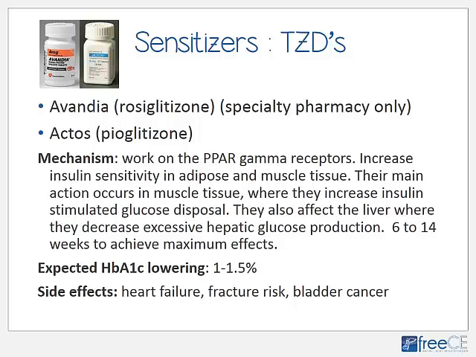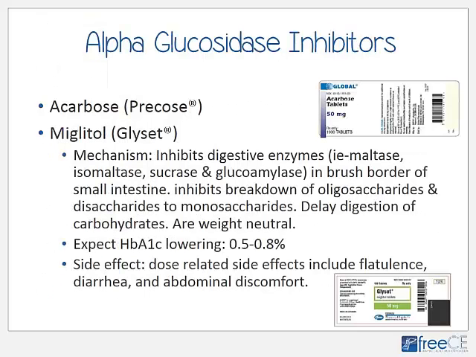It takes about 6 to 14 weeks to see maximum effect. They work a little bit in the liver. They do cause some heart failure. That's the problem with Avandia, along with an increase in fracture risk, and we know that Actos has been implicated in bladder cancer. So if a patient does get Avandia therapy, they're going to be getting it through the Avandia Medicine Access Program that's available from the manufacturer.